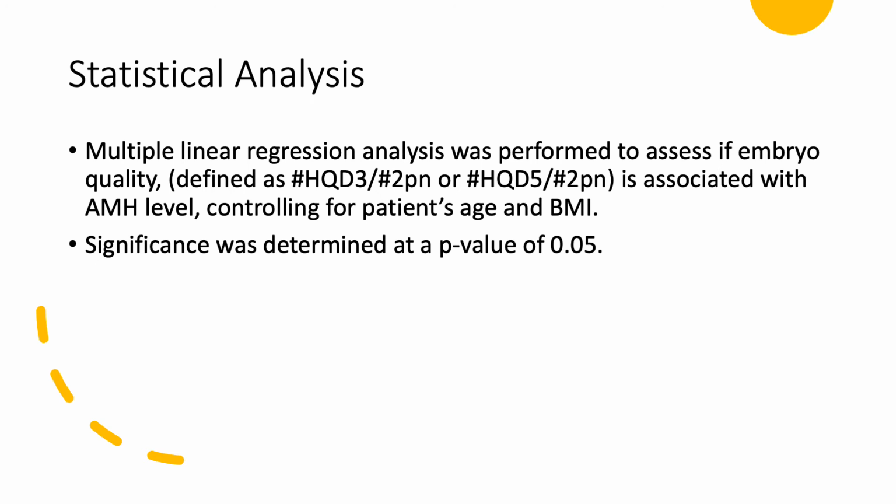Statistical analysis. Multiple linear regression analysis was performed to assess if embryo quality defined as number HQD3 over number 2PN or number HQD5 over number 2PN is associated with AMH level, controlling for patient's age and BMI. Significance was determined at a p-value of 0.05.